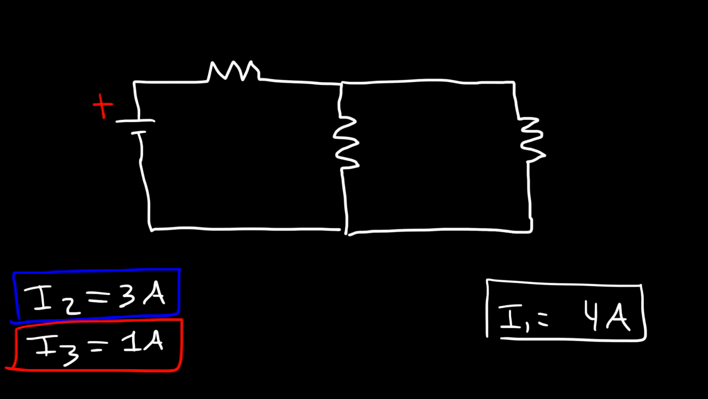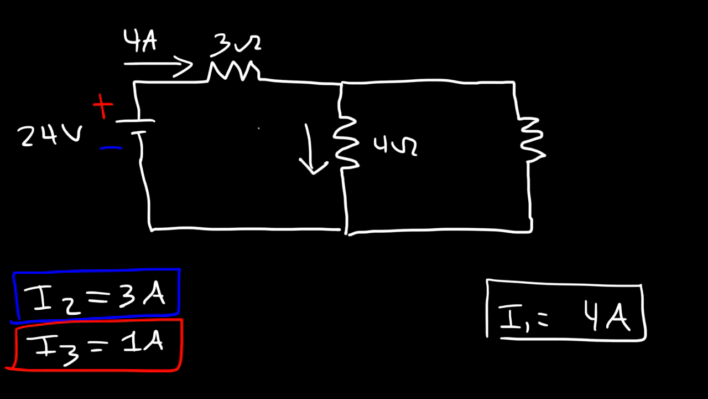So that's the positive terminal. This is the negative terminal. And this is 24 volts. This was 3 ohms. And we have a current I1 flowing through it. So that's a current of 4 amps. And then this resistor is 4 ohms. And I2 is flowing through that. So I2 is 3 amps. And then this resistor is 12 ohms. And I3 was flowing through that, which is a current of 1 amp.